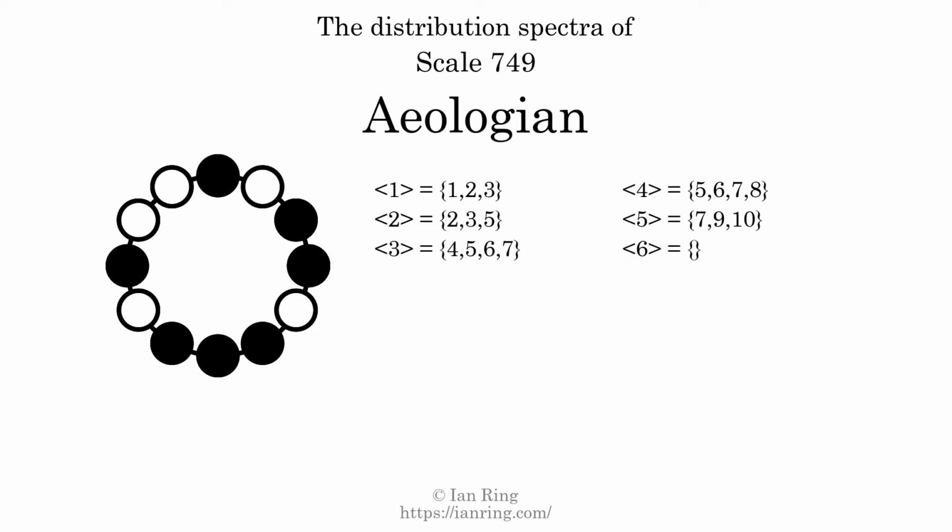And finally, the generic interval of 6 scale steps comes in 3 different specific interval sizes: 9 semitones, 10 semitones, and 11 semitones.